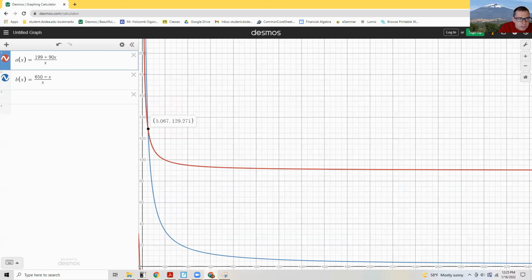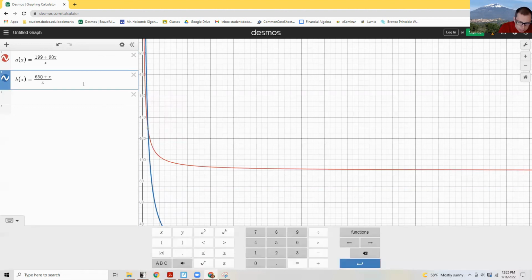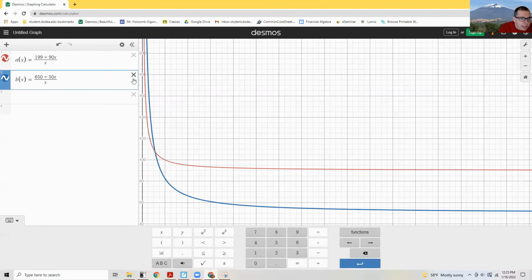Oh, I made a mistake. I forgot my 50. 650 plus 50x. That's more like it. Okay, so now they're crossing at 11.275. Okay, a quarter of the 11th month. And it's going to be $107.65. So in other words, if you keep the phone for less than this 11 months, the blue function costs more.